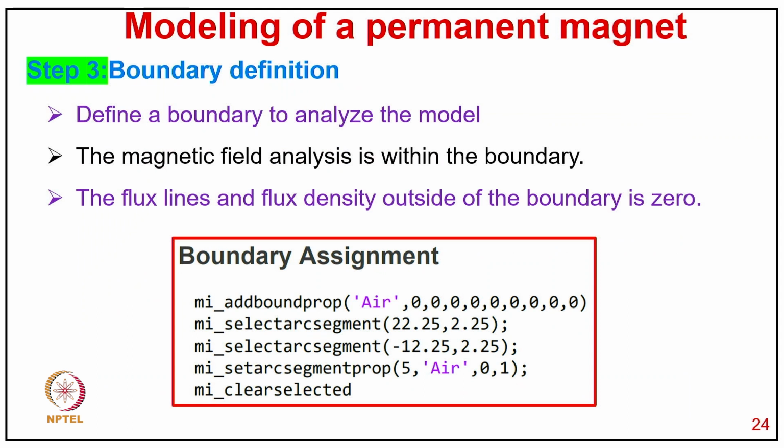Now coming to step 3, the boundary definition, to define a boundary to analyze the model. So the magnetic flux analysis is within the boundary; the flux line and flux density outside the boundary is 0. The boundary assignment is like mi_addboundprop in brackets air, 0, 0, 0, 0, 0, and mi_selectsegment in brackets 22.25, 2.25, mi_selectsegment in brackets minus 12.25, 2.25, and mi_setarcsegmentprop, so 5, 0, 1, and mi_clearselected.